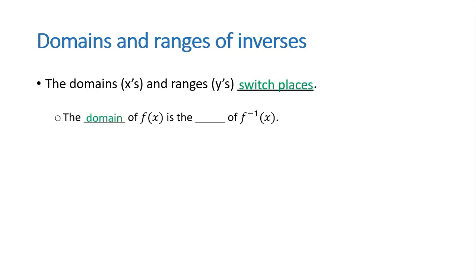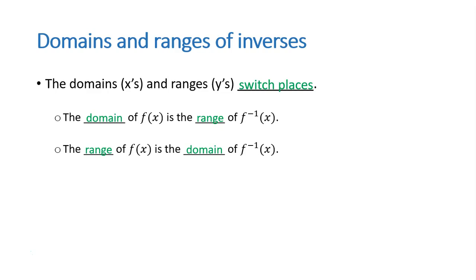So this means the domain, the inputs for f of x, become the range for f inverse of x. In other words, what we're putting into our original function now becomes what we get out of our inverse function. The domain of f of x becomes the range of f inverse of x. And then the opposite is also true. The range of f of x becomes the domain of f inverse of x. So whatever we're getting out of our original function represents what we could put into our inverse function.